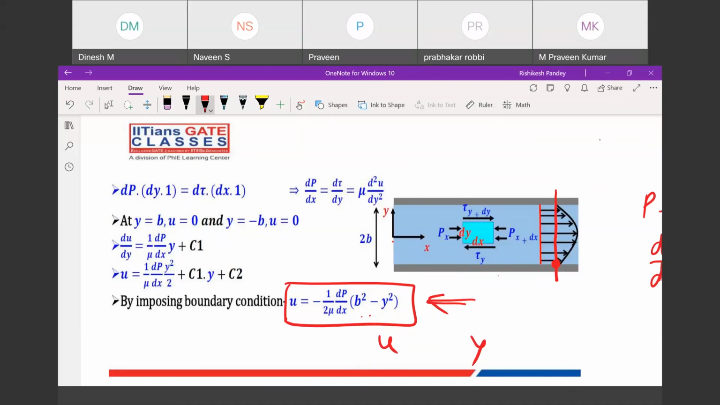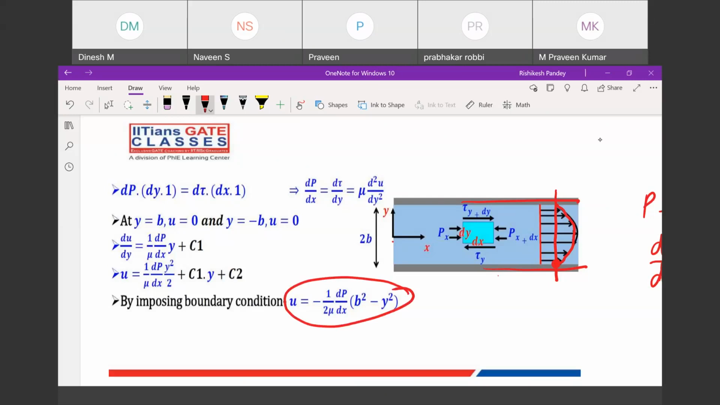It is parabola. Because you can consider y square equals to 4x type. One of the variables has highest power 2, and the other has highest power 1. So u highest power is 1, y highest power is 2. So this is a parabola. They can ask which profile is the velocity profile in fluid flow with parallel plates. It is a parabola, and this is the final equation.